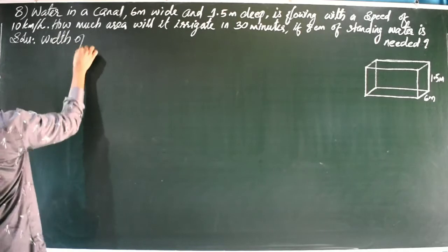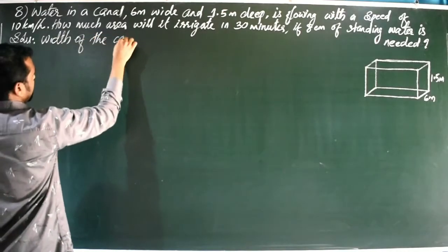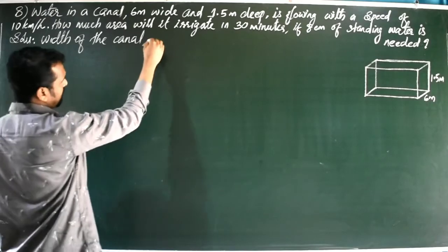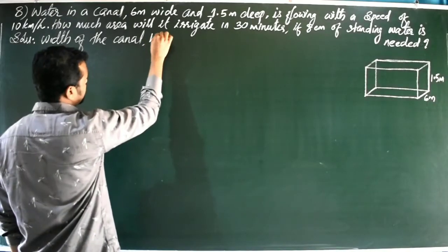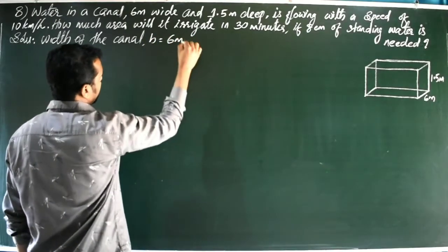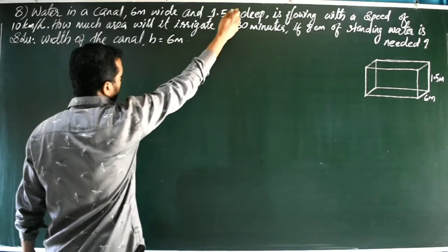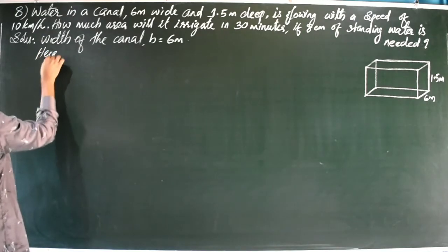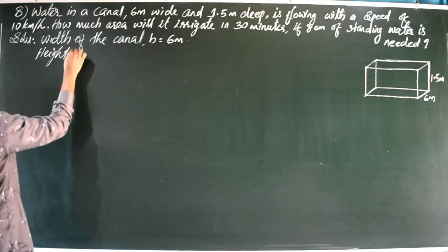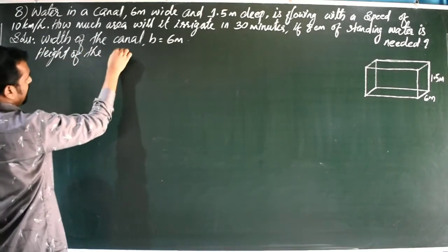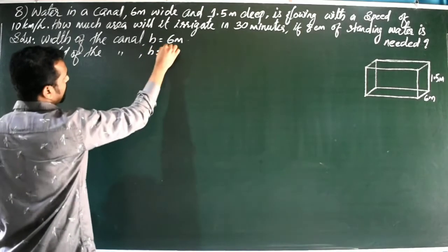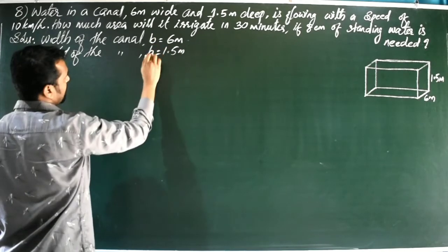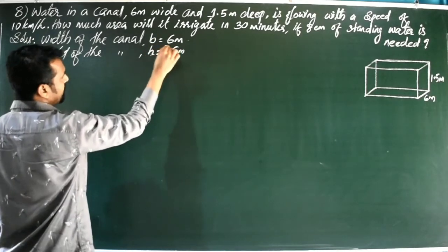Okay, now first we will write the width of the canal. Width of the canal, or we can write breadth B is equal to 6 meter. Depth of the canal is 1.5 meter, which we can write as height of the canal. Depth or height of the canal, same only. Height H is equal to 1.5 meter. Breadth is 6 meter and height is 1.5 meter.